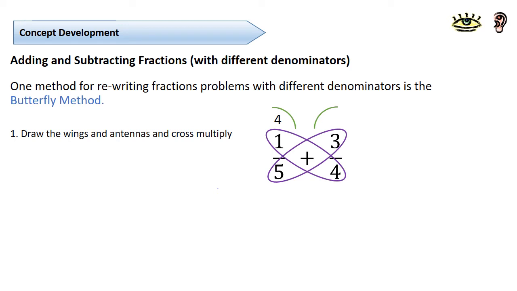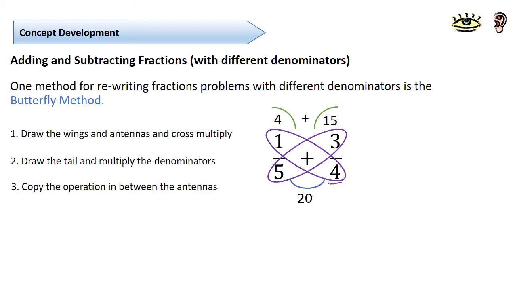So you'll see at the bottom we've got a 4 on this side. We want to multiply it by everything on this side, on the left hand side. And the 5 we want to multiply it by everything on the right hand side. So 5 times 3 is 15 there. Draw the tail and multiply the denominators as well. So 5 times the 4 is the 20, and the 4 times the 5 is the 20.